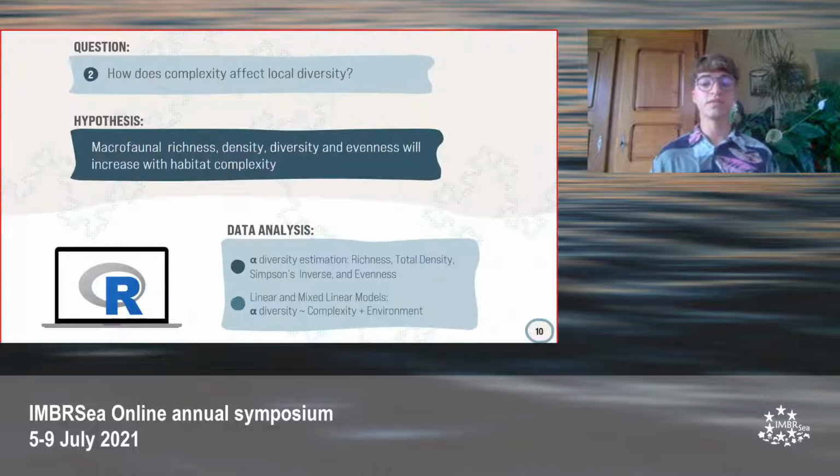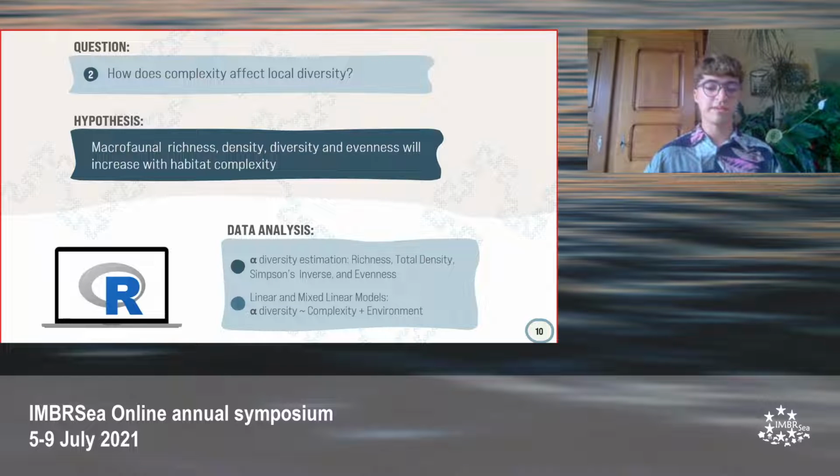So now our second question was whether or not all those complexity metrics were relevant to local diversity. And based on extensive literature for several environments, we expected that local macrofaunal diversity would increase with habitat complexity. In order to test this, species richness, total density, Simpson's inverse diversity index, and Pielou's evenness were all estimated for each sampling point. Then, each diversity metric was modeled against the axes of the PCA, since no metric of complexity alone was sufficient to totally describe the habitat complexity.